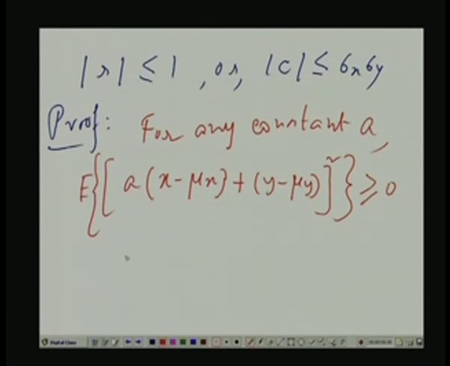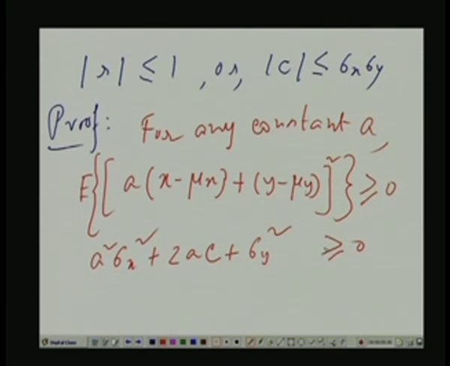If we expand it now, we get A square times the expected value of this term, because A is constant. So we have A square and the expected value of (x minus mu x) whole square is nothing but sigma x square. Then twice A times the expected value of (x minus mu x)(y minus mu y), the product, this is nothing but the covariance C. And the expected value of (y minus mu y) whole square, which is nothing but sigma y square.